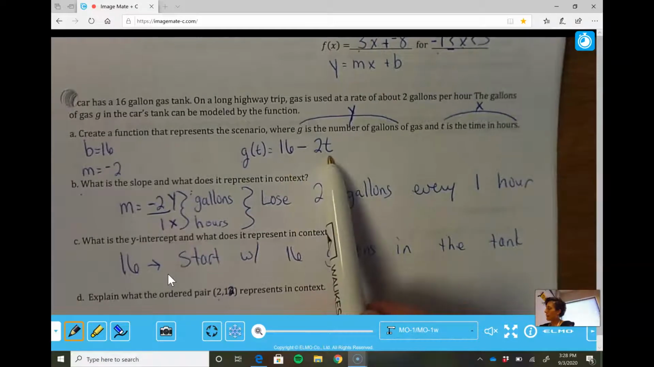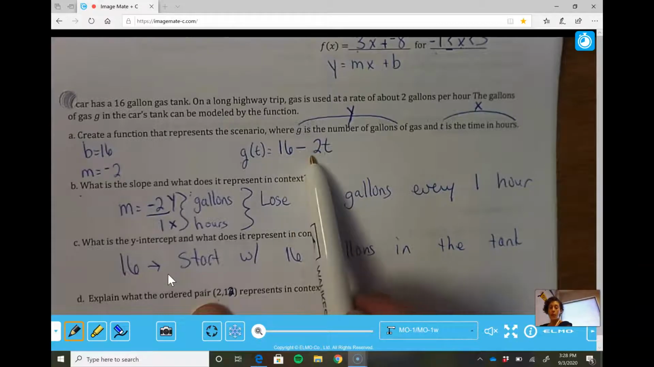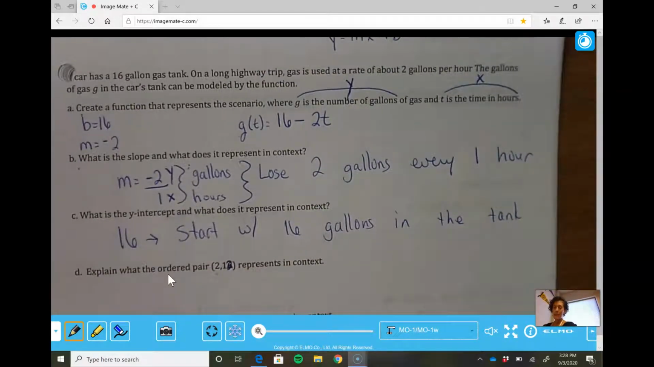So if you put 2 in here, because that's your x, that's your t, 2 times 2 is 4, and 16 take away 4 is 12, not 16. So that's a typo on my part.